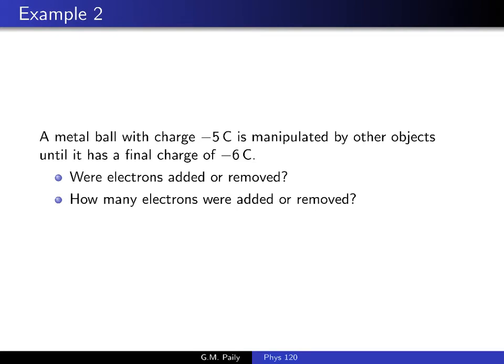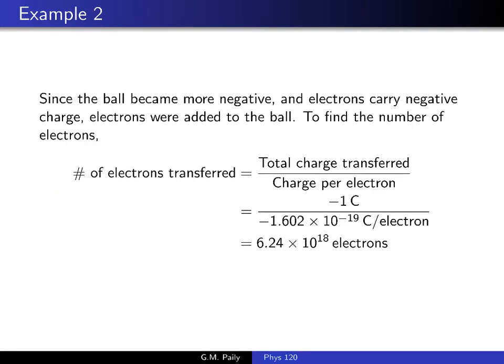Alright, on the next slide we will proceed to the answer. Since the ball became more negative, going from -5 coulombs to -6 coulombs, and since electrons carry a negative charge, electrons were added to the ball. To find the number of electrons transferred, we look at the total charge transferred divided by the charge per electron. Since the change in charge was -1 coulombs, we have -1 coulombs divided by the charge per electron, which is -1.602 times 10 to the -19 coulombs per electron. This gives us 6.24 times 10 to the 18 electrons.